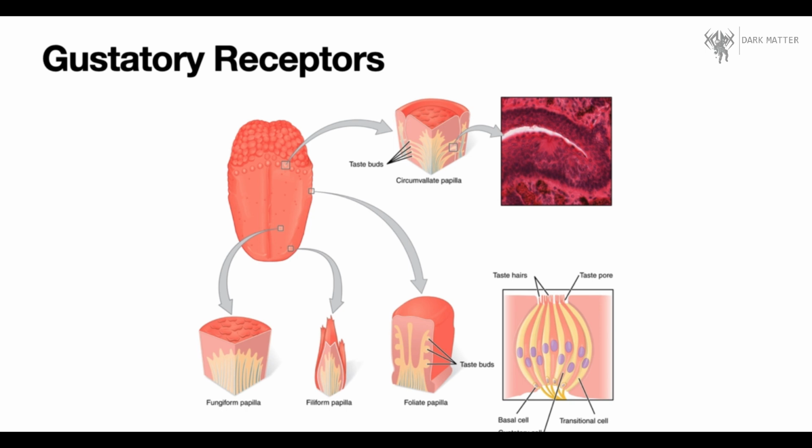Actually, it was previously believed that different taste buds could only detect one type of taste. For example, it was thought that only taste buds at the tip of the tongue could detect sweetness. However, we now know that this is not true, and any taste cell can respond to any of the taste categories.